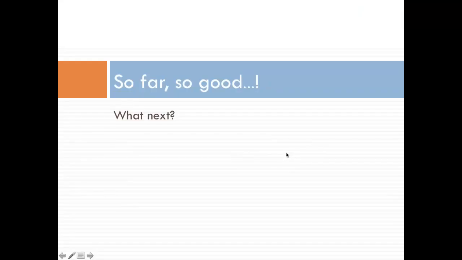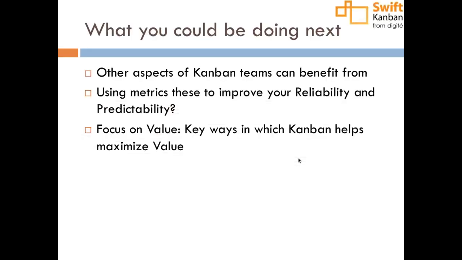So what next? The question for many teams is: I've achieved visualization benefits and I've started to get some metrics out of the system, so what are some of the next things I can do in my implementation of Kanban? Clearly there are other aspects of Kanban, a deeper implementation, and that's something we look at, as to what are some of the things you can do there.